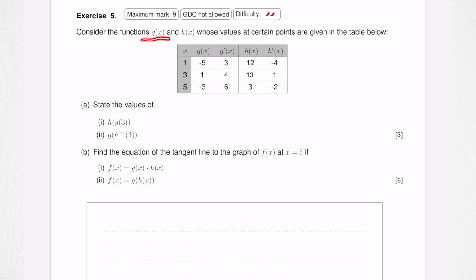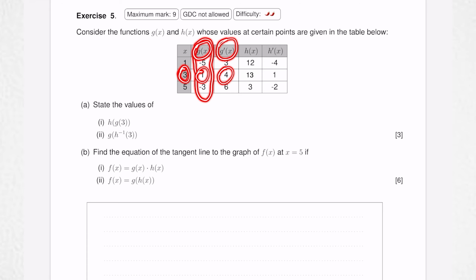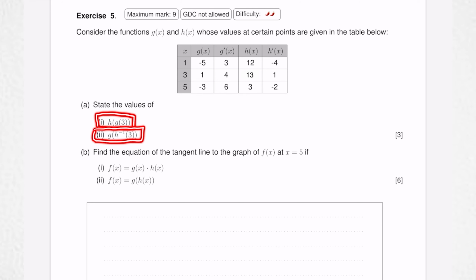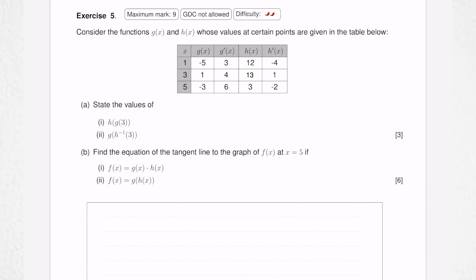We have two functions, g of x and h of x, and we have in this table certain values for these functions. So for example, g of 3 is equal to 1, and g prime, so information about its derivative as well, at 3 is equal to 4, and so on and so forth. And we need to find, first of all, h of g of 3, which is a composite function, and g of h inverse of 3. These two do not involve the derivative. However, you do need to know how to find them in this table.